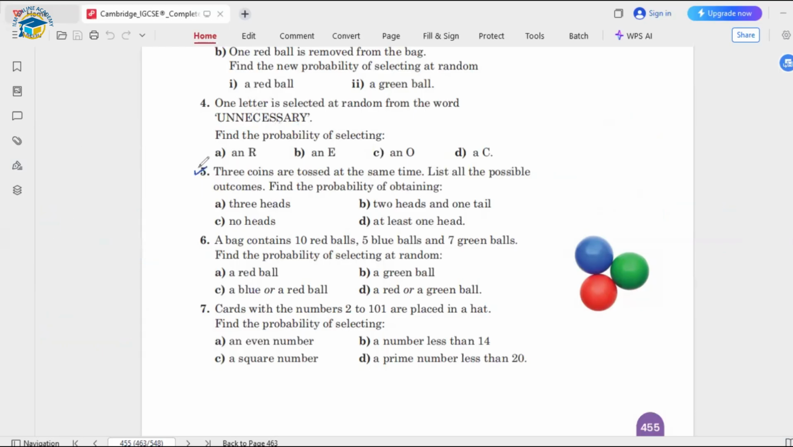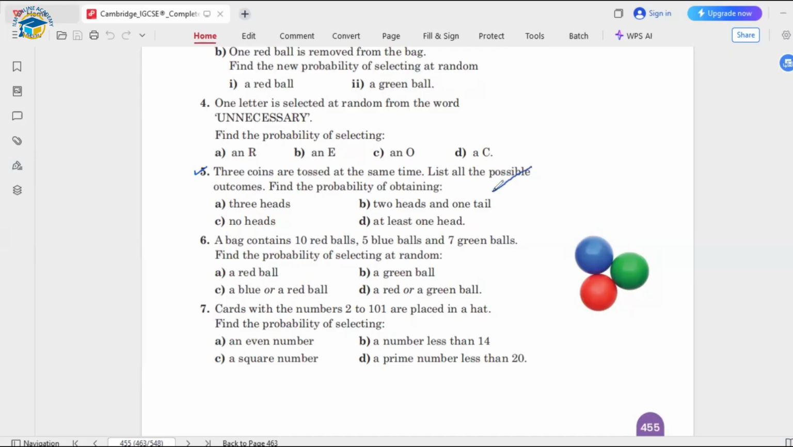Moving towards part number 5. In this, they're saying that 3 coins are being tossed at the same time. So this time we need to go with the possibilities of the 3 coins tossing. Okay. So we need to find the probability of obtaining 3 heads, 2 tails and 1 head, 2 heads and 1 tail, no heads, at least 1 head. So for all of these possibilities, first of all, we need to complete the tree diagram. Okay, that will be related to your 3 coins tossing probability. So if you first complete that, then only you can better find out the possible outcomes they're asking for. So let's go on with 3 coins tossing probability.